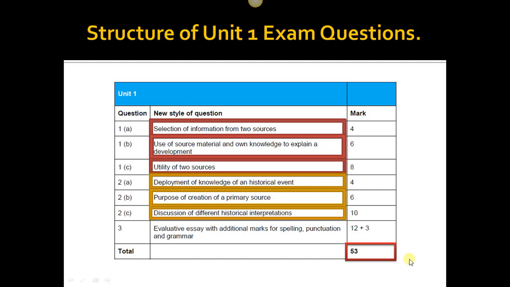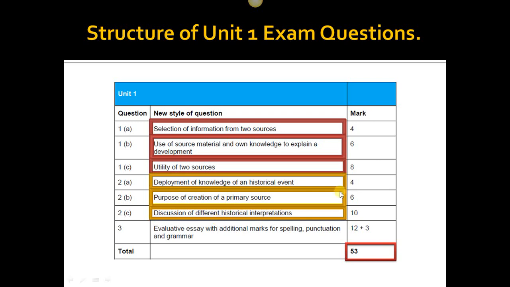Question 2A, again, remembering that these are tiered, with question 2A going to 4 marks, okay? Question 2B being 6. And then we've got a larger question as opposed to 1C: 2C being a 10 mark question, which is a new question, and it's the discussion of different historical interpretations. Nothing to worry about, some say challenging. However, I will walk you through it step by step, and you will see that there is a process to follow that will get you those lower level marks, and then it will give you plenty of opportunity to add your own knowledge.